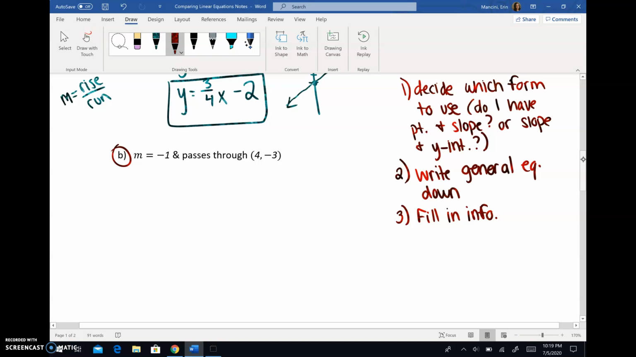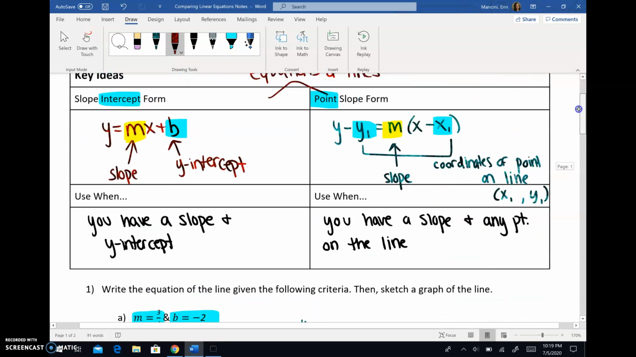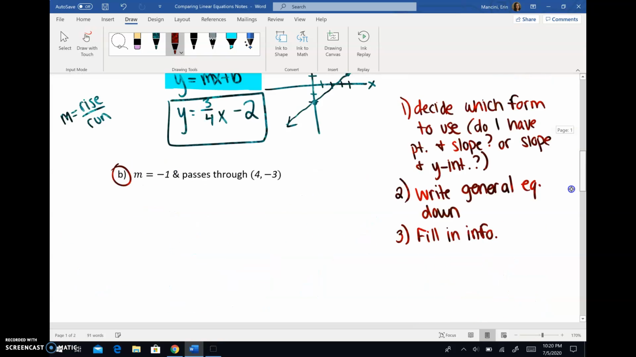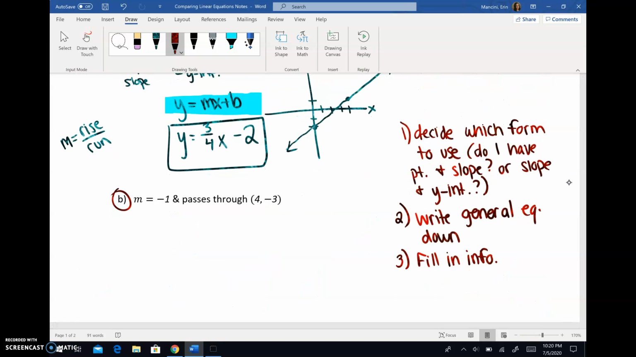So I want you to try following those steps by doing part B. So you have M equals -1, and this line is going to pass through the point (4, -3). So ask yourself, which form should you use? Then write the general equation down. So that's going to be one of these two things. And then you'll fill in the information. Okay, so just do that, write the equation, and I'll come back and we'll graph it together.